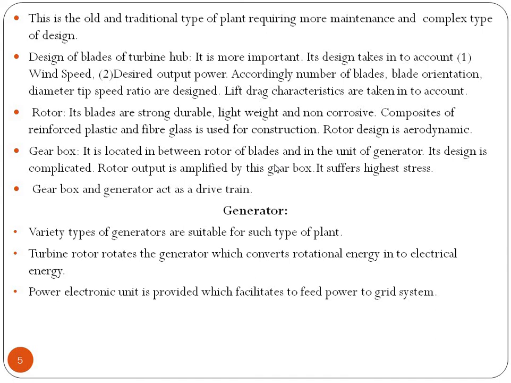There are different types of generators used. The turbine rotor rotates the generator, which converts rotational energy into electrical energy. The total set is called the turbine generator set. A power electronic unit is provided which facilitates feeding power to the grid system.